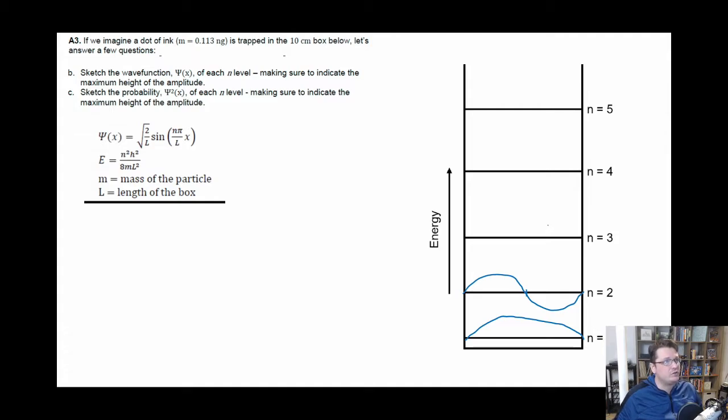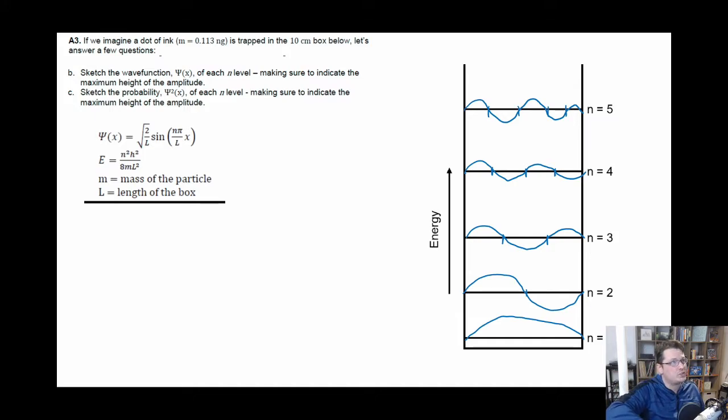n equals 3 is going to have 2 nodes, so that gets cut up into 3 parts. So there's going to be one there. n equals 4 has 3 nodes in this case, so there are going to be 4 hills and valleys. The easiest way to do it is that there are going to be 3 nodes: one in the middle, and then one cutting each of those other 2 halves, so you can just go boop boop boop boop. For n equals 5, we now have 4 nodes, so it's 1, 2, 3, 4. And that's what the wave functions look like. I don't go to RISD, so I'm not the best at drawing, but that's a pretty decent pictorial representation of where everything is.